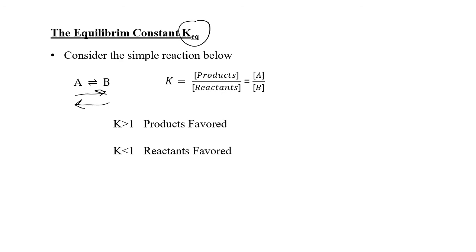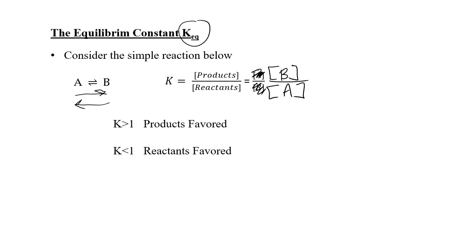So let's take a look. It's the concentration of the products over the concentration of the reactants. B is your products, A are the reactants. Oh goodness, that's wrong. Typo. There we go. Sorry about that, guys. Products over reactants.